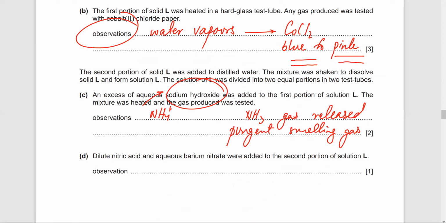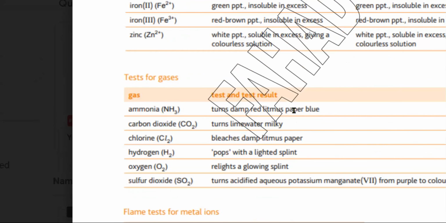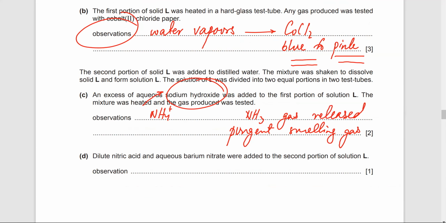And the gas was tested as well. The test for ammonia gas over here is given. It turns damp red litmus paper blue. So this test has to be performed. So the gas was tested, and it turns damp red litmus paper blue.